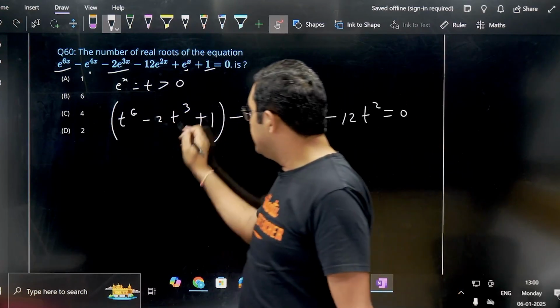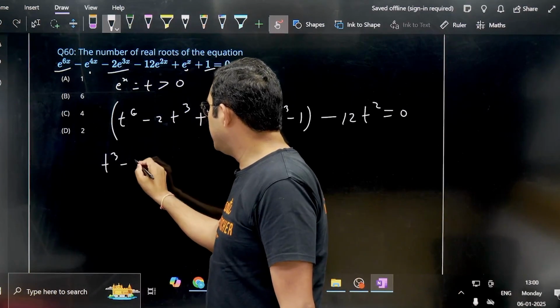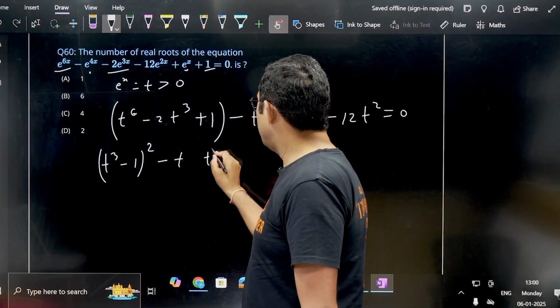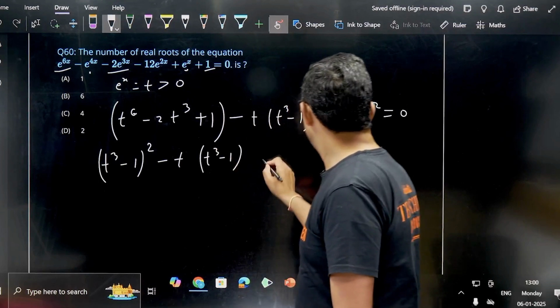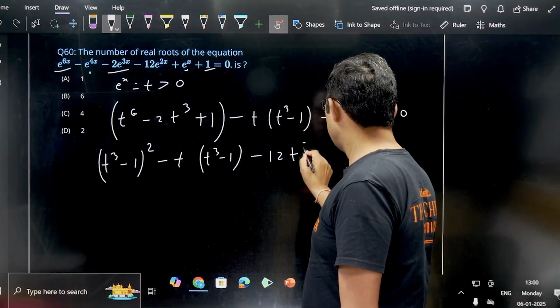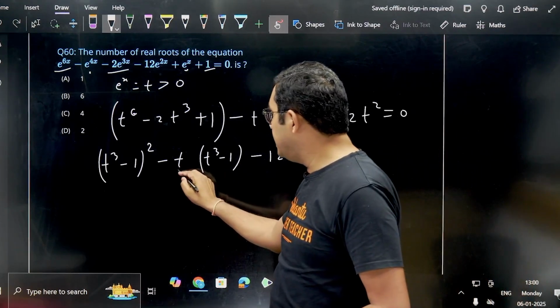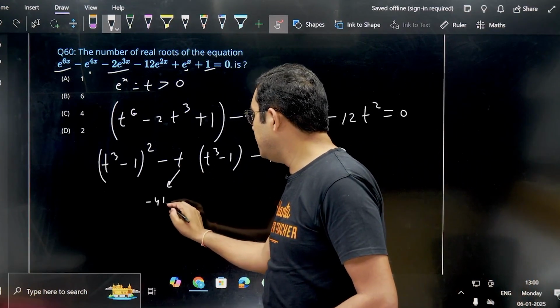Now you can see this is actually t cube minus 1 whole square minus t into t cube minus 1 and minus 12t square. Okay, now I think this can be factorized if you split this t as minus 4t plus 3t.